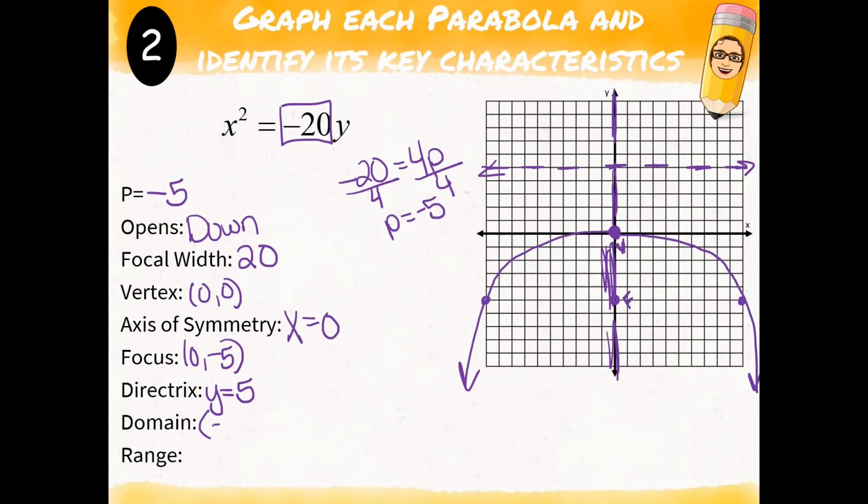My domain, I have everything to the left and everything to the right. But my range, I did go down to 0. I have everything negative, and then I stopped at 0, but I did hit 0, so there is a bracket on there.